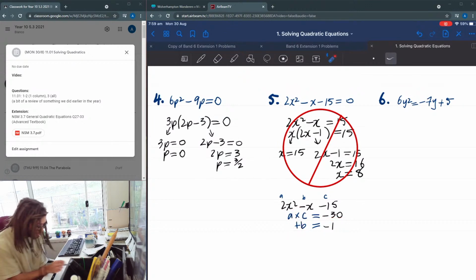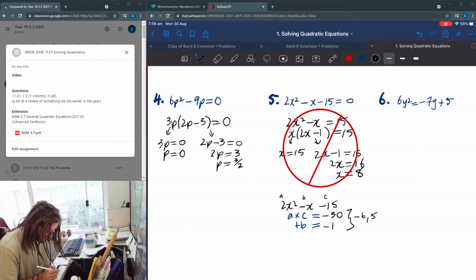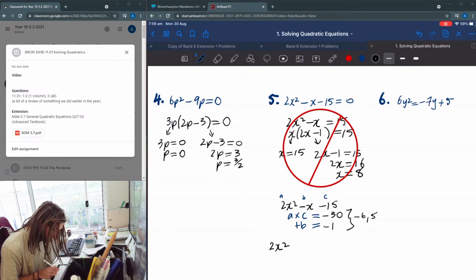Once I've thought of those two, so maybe I'll write them over here. 5 and 6, minus 6 and positive 5. That makes sense? Okay, so then what I do is I break this middle term up into this. So I go 2x squared minus 6x plus 5x minus 15.